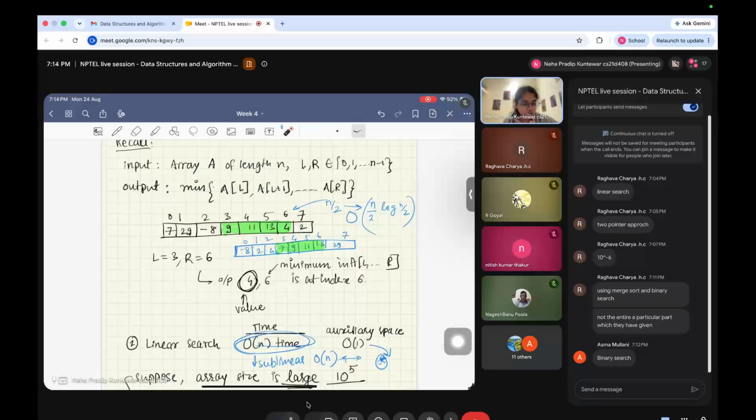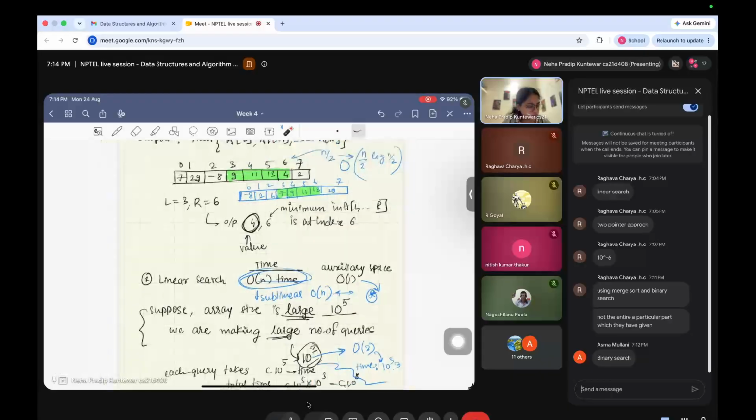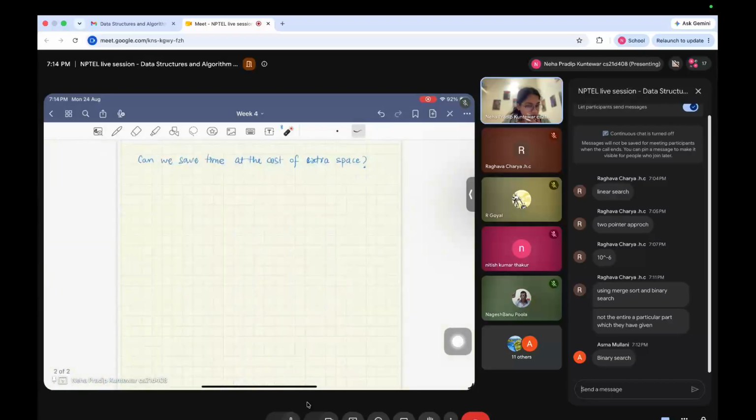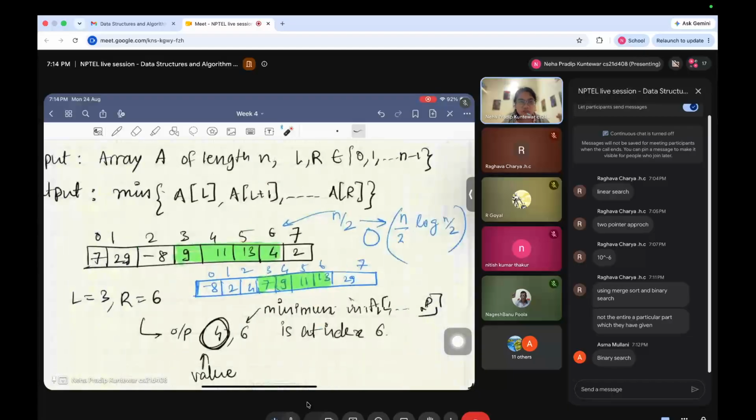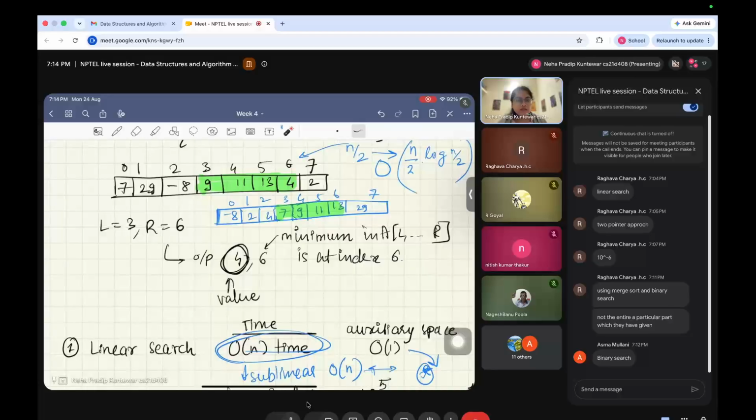So I hope I could convey that sorting is not a good idea here, but if you have any questions, feel free to ask. So any more ideas on how we could save on time? I don't want to do it in order n time.